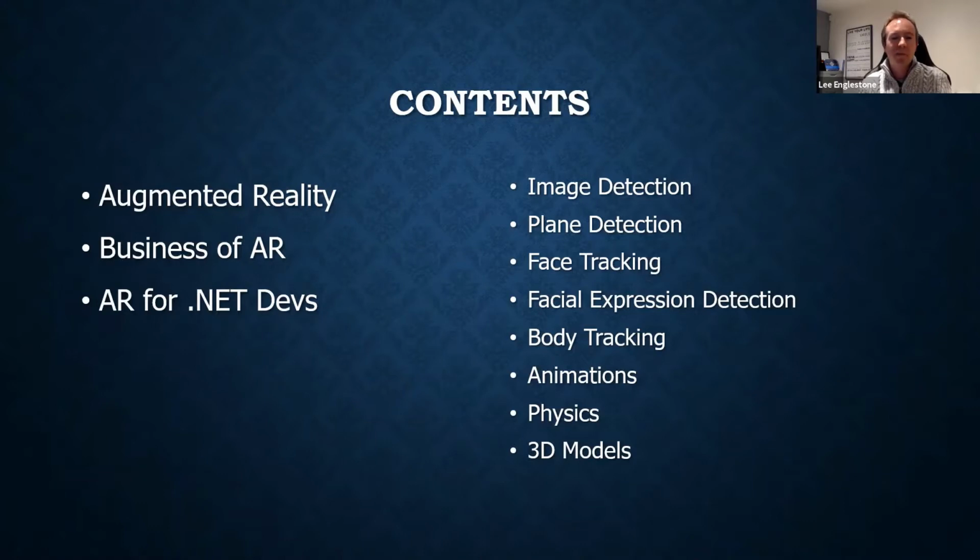Plane detections, that's detecting horizontal and vertical surfaces. What can we do if that happens? Face tracking, facial expression detection, body tracking, animations, physics, and 3D models. And you'd be glad to know that all of this is kind of built into ARKit and SceneKit, but we'll get to that, don't worry.